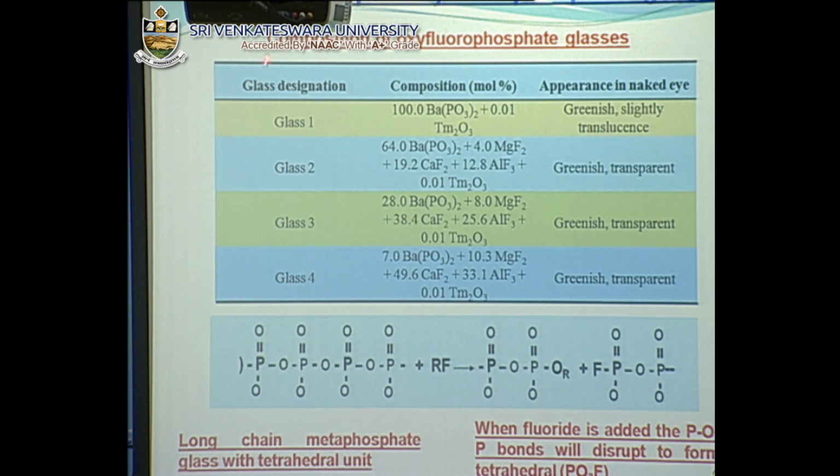So finally, thulium plus iron doped oxyfluoride phosphate, we have prepared different kinds of thulium, rare earth doped oxyfluorophosphate, and this is a long chain metaphosphate glass tetrahedral unit. And when the fluoride enters this unit, the P-O-P bonds rupture, and it will transform into PO3F.